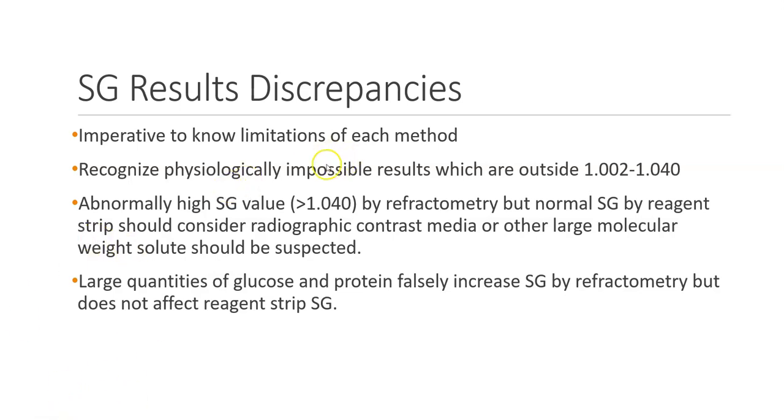Recognize that it's physiologically impossible to have urine results which are outside 1.002 to 1.040. If you get this type of result, you need to investigate the cause. An abnormally high specific gravity value of greater than 1.040 by refractometry, but a normal specific gravity by the reagent strip, should make you suspect radiographic contrast media or other large molecular weight solutes.